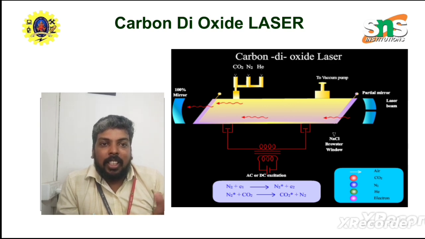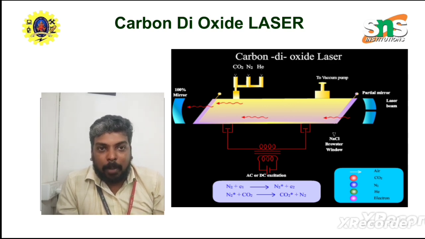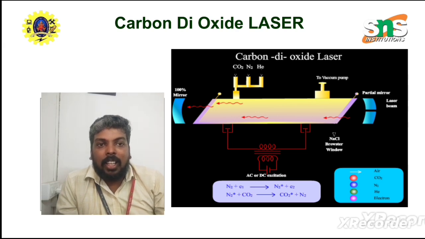In this carbon dioxide laser, nitrogen gets the energy directly from the electric discharge and is excited, and through resonant energy transfer the energy is transferred to the carbon dioxide molecules. The carbon dioxide molecule gets energy at a different energy level and achieves the population inversion state through collisions. Then the carbon dioxide molecules continuously emit the laser radiation. So this is the diagram.